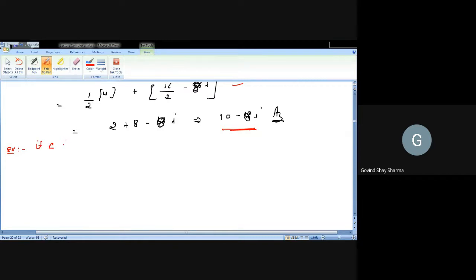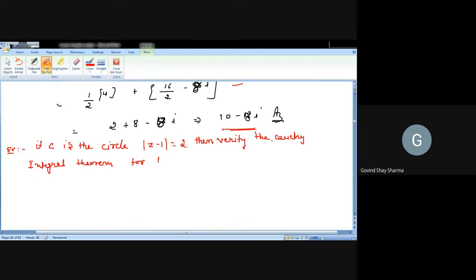If C is the circle |z minus 1| equal to 2, then verify the Cauchy integral theorem for the function z cubed minus iz squared plus 5z plus something. So students, in this question C is a circle.